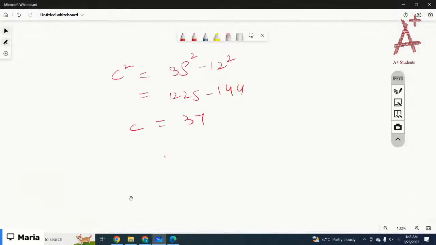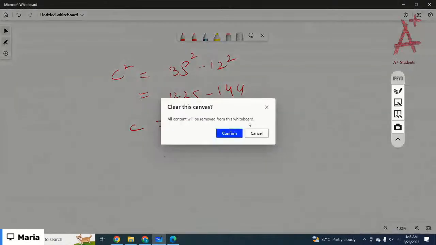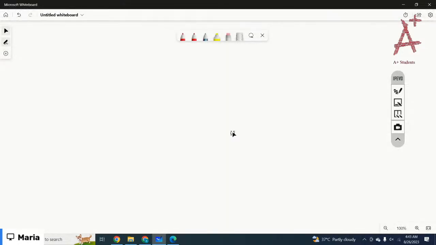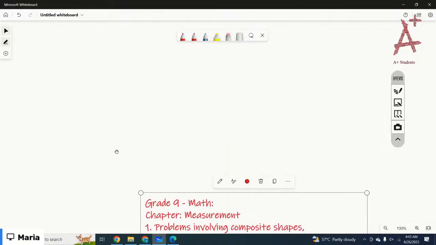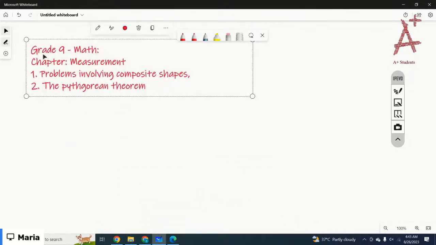So we're working on grade 9 math. The chapter we're working on is measurement. The lessons we have covered are problems involving composite shapes and the Pythagorean theorem. So please make sure before the next session you can complete all the questions I skipped.